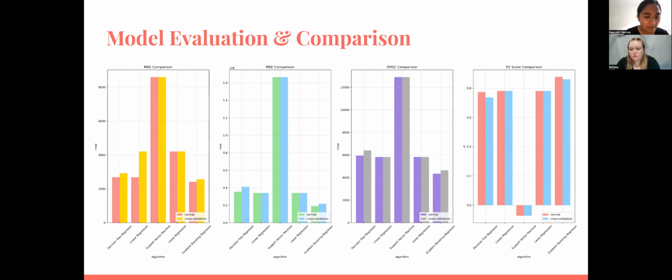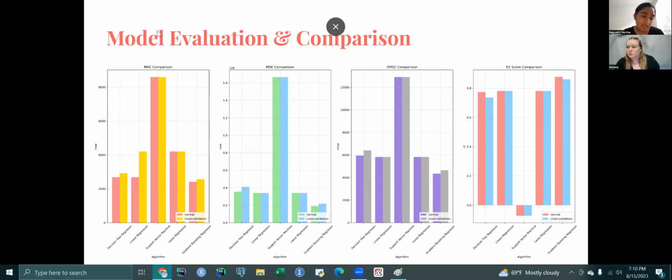Apart from support vector machine and lasso regression, we see that the cross-validation actually performed worse than the normal one. For the support vector machine and the lasso regression, there was no difference at all between the normal approach and the cross-validation approach, which I thought was pretty interesting. We actually see this trend being reflected for the other evaluation metrics as well, looking at mean squared error, root mean squared error, and R squared.